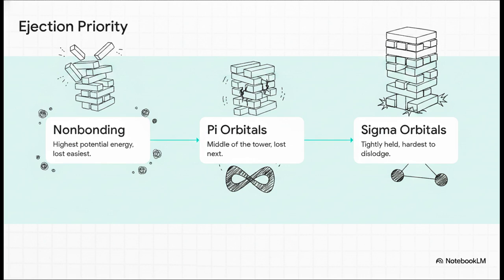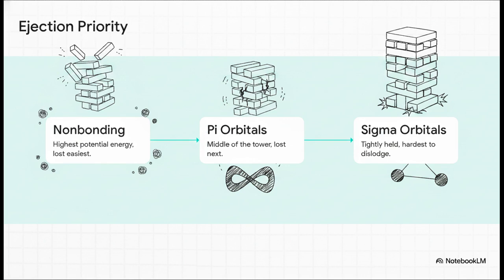I want you to think of the molecule's electrons kind of like a Jenga tower. The electrons most likely to be ejected are the ones held least tightly by the molecule, the ones hanging out in the highest potential energy molecular orbitals. Step 1, the non-bonding electrons. These are like the loose pieces sitting right at the very top of the Jenga tower. They are by far the easiest to knock away.